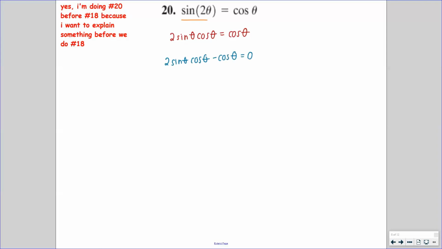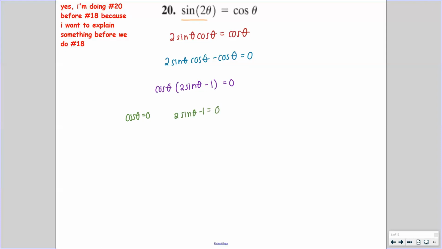All right. We're going to subtract cosine from both sides, and then we're going to factor the cosine out of both of those terms. We have a common factor. Cosine is the common factor here. So when I pull a cosine out of both of those terms, we're left with cosine theta times 2 sine theta minus 1. And then we do the same thing we've been doing for the other problems. We set each of the factors equal to 0. Cosine theta is a factor. And then 2 sine theta minus 1 equal to 0.